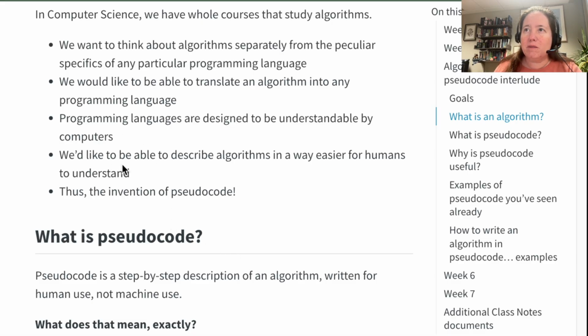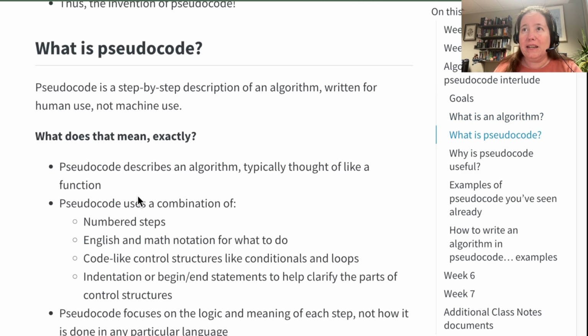So we would like to be able to describe algorithms in a way that's easier for humans to understand. That is the goal of pseudocode. Pseudocode is for communicating algorithmic processes in a form that is easier for humans to understand. All right. So that's the purpose of pseudocode, really, but what exactly is pseudocode?